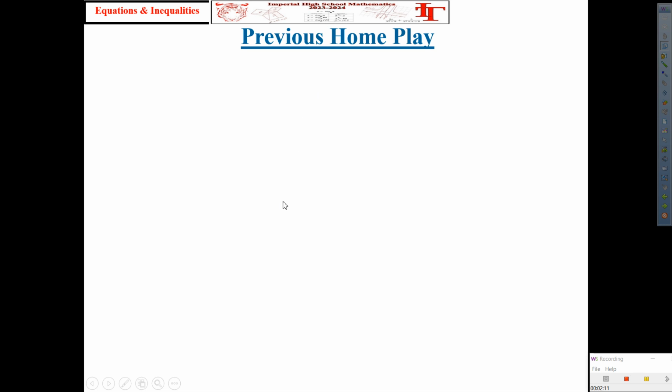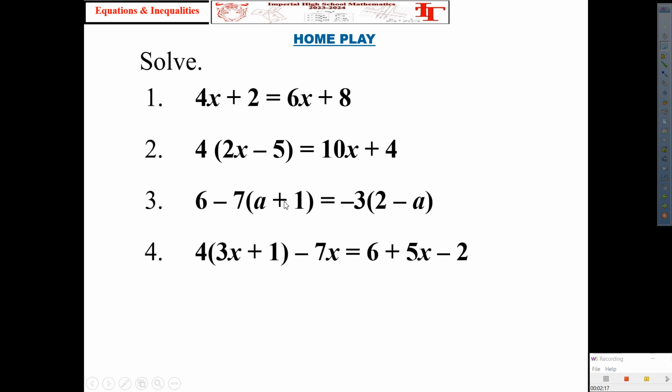Tonight, copy this, please. It's only 4 itty-bitty problems. We're just getting some more practice in. It says homework solve. Number 1 is 4x plus 2 equals 6x plus 8. Number 2, 4 times parentheses 2x minus 5 close parentheses equals 10x plus 4.